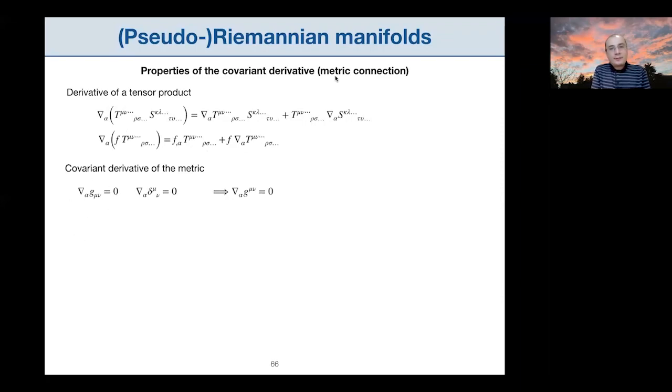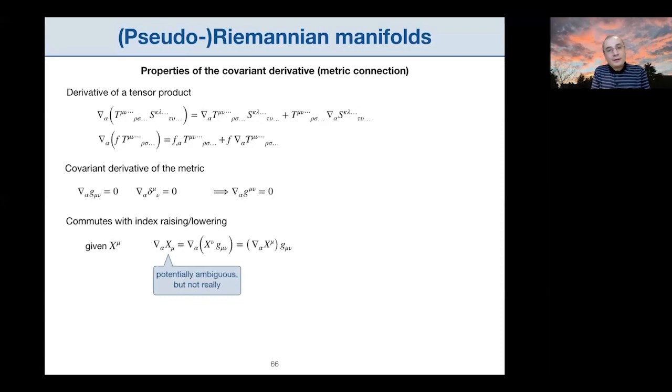As we stated, if we have a metric connection, the covariant derivative of the metric vanishes. It's also easy to see that the covariant derivative of this type of unit tensor, delta mu nu, also has to vanish, no matter what. But it's easy to see that if you combine these two properties, it's also true that the covariant derivative of the inverse metric has to vanish.